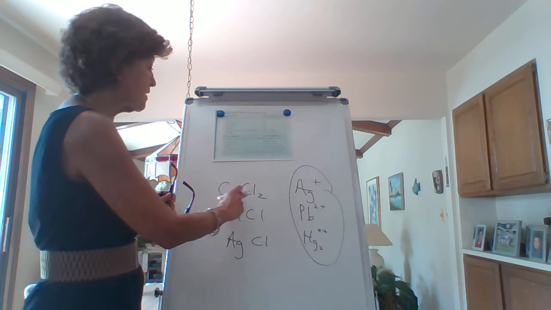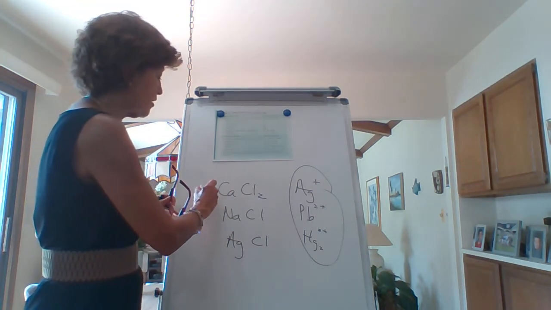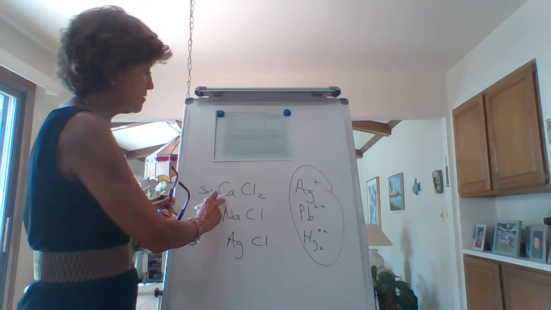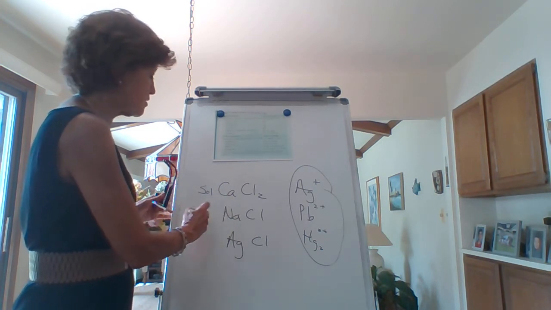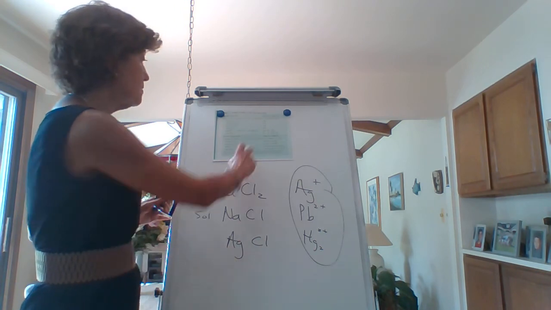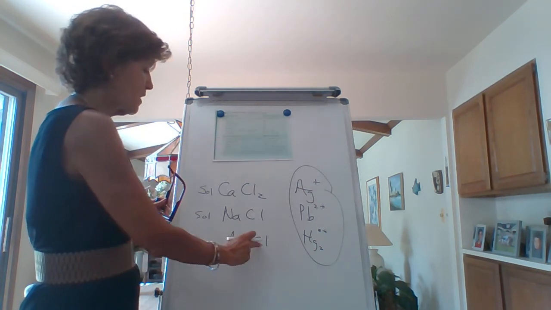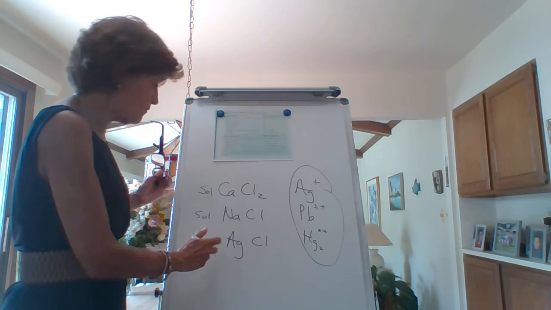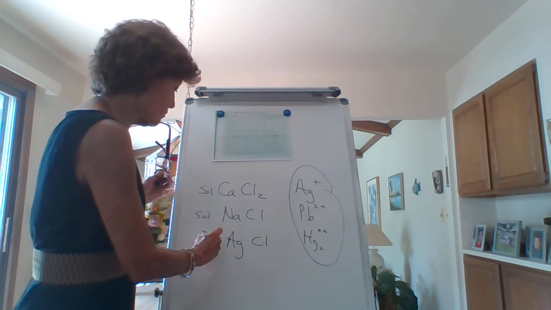So according to this, this one is going to be soluble, because calcium's not an exception. This is soluble because obviously group 1A is always soluble. This one, because according to this, anytime a chloride is attached to silver, it is insoluble.